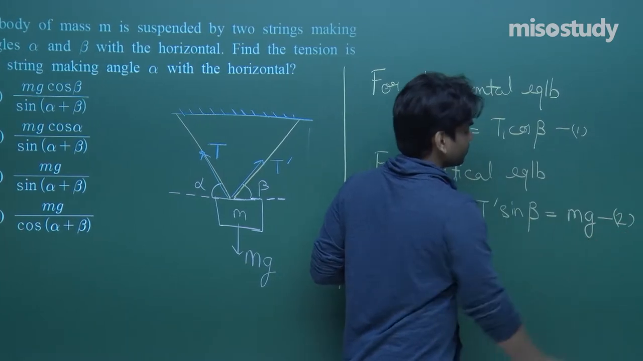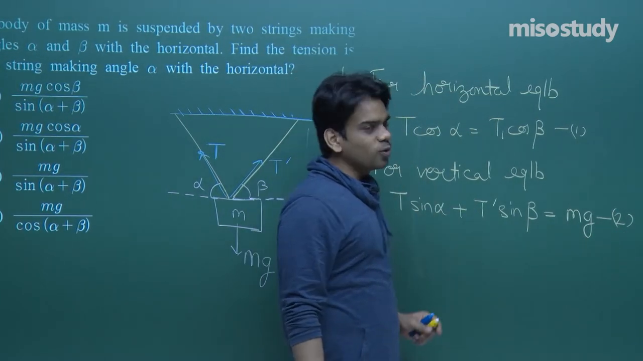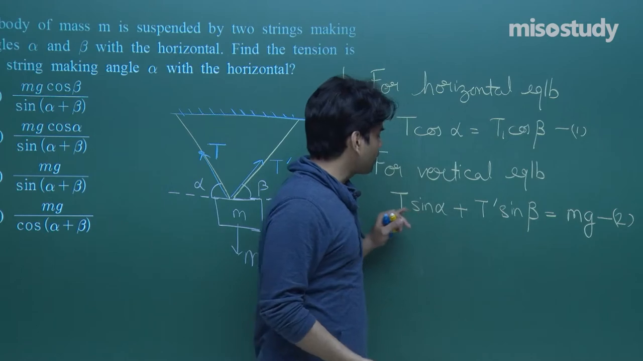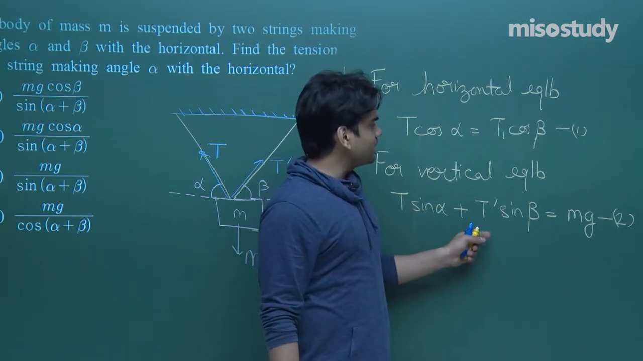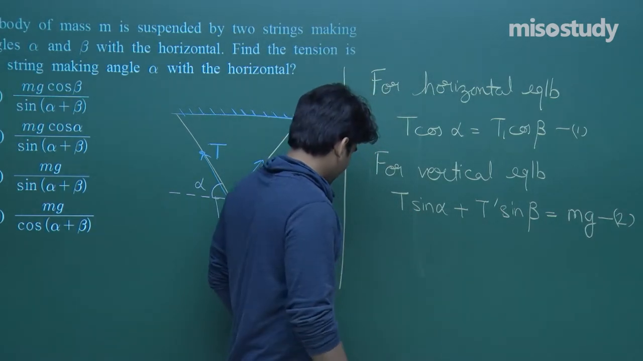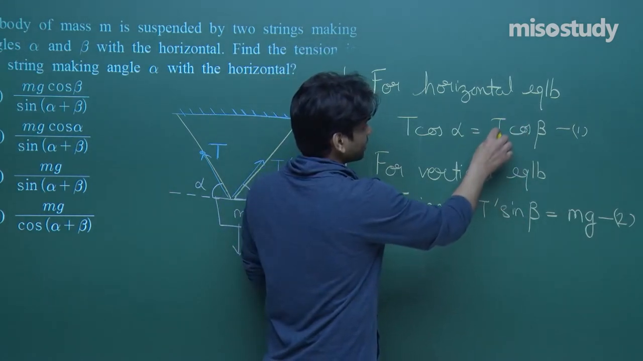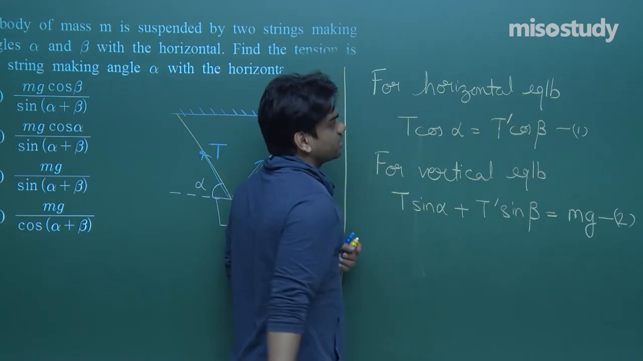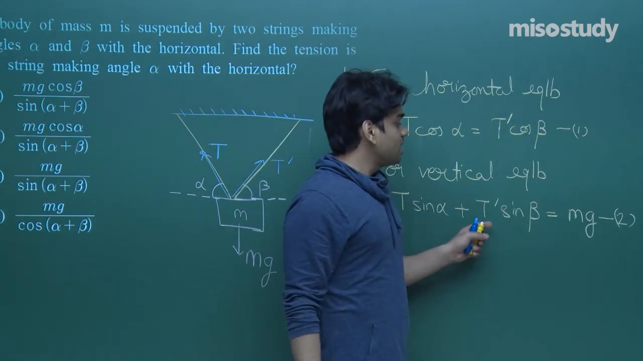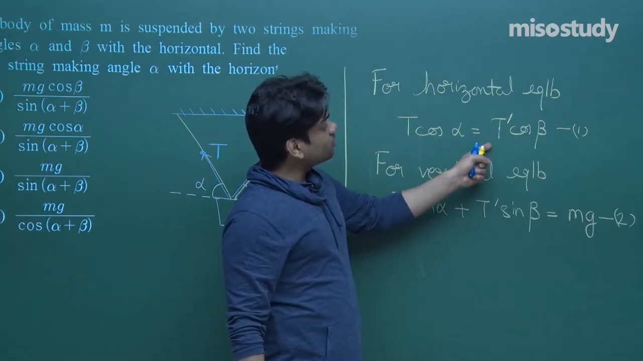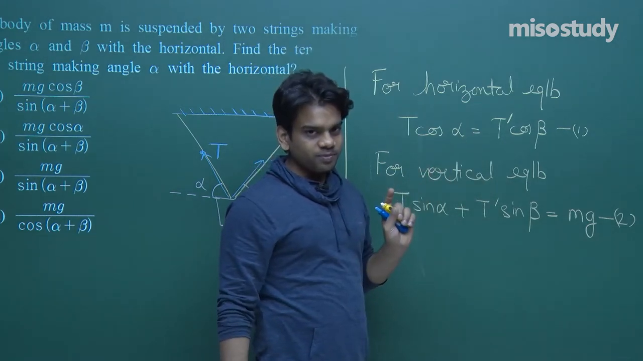Equation number 2. Two equations, two unknowns, easily we can find out one of the unknowns, that is T dash. So we eliminate T dash here. See, I have written here T1. Just change here, I have written T1, that is actually T dash. So it's T dash, not T1, and here I have used T dash. Now you go ahead. T dash will be actually T cos alpha by cos beta.